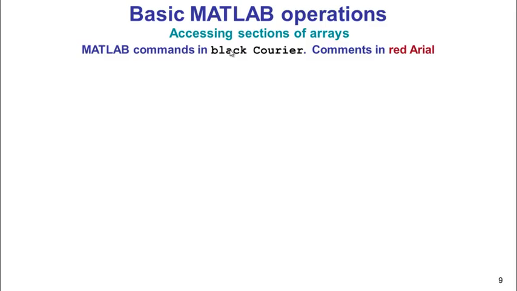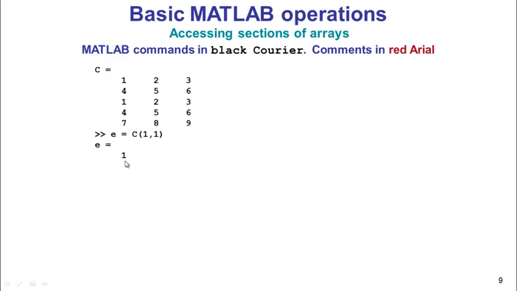Now let's talk about how you can access sections of arrays. As usual, MATLAB commands are going to be in black Courier. Comments are going to be in red Arial font. So if we have a 5 by 3 array called capital C that has this sort of structure here, we could type little e is C(1,1), and we would get this result.